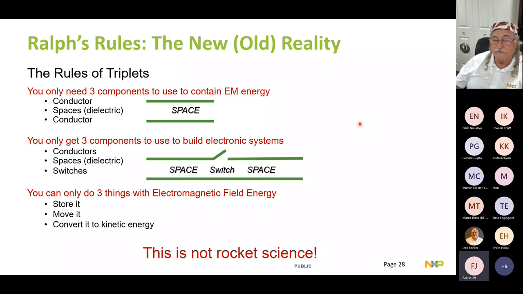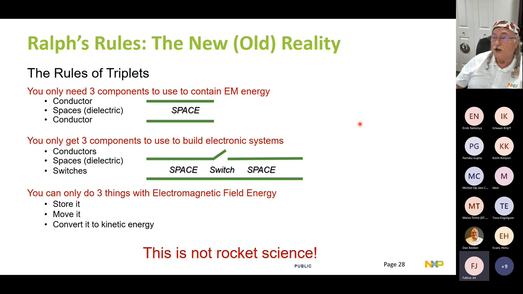in that space. We only have three components to use in the development of our products. You get a conductor, you get the space, and there are switches. That's it. There's nothing else in the universe. The most complicated, highest performance microprocessor is a giant switch array, and you turn on and off these switches to allow field to go from one place to the next. It's just that simple.